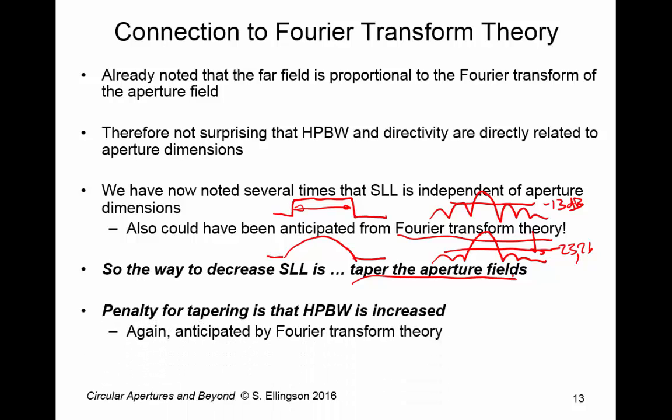Of course, the price you pay for doing this is that the half power beam width is increased. So as this side lobe level is going down, also the half power beam width is getting wider and wider. So there's a built-in trade-off here. You can't optimize both. Again, anticipated by Fourier transform theory. Again, you probably learned this in terms of time and frequency functions, but here we're seeing it has to do with aperture fields and far field patterns.